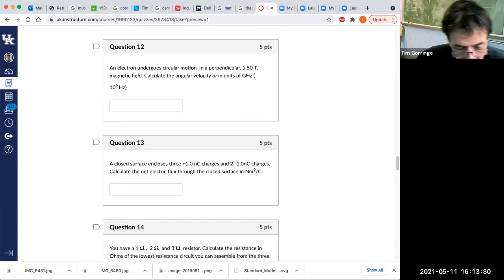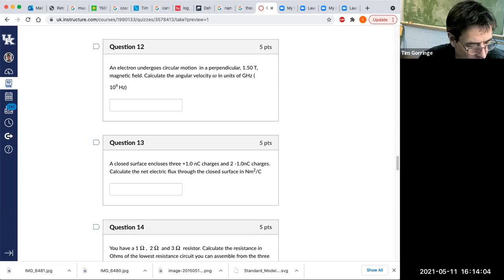Okay, question number 12. An electron undergoes circular motion in a perpendicular 1.5 Tesla field. Calculate the angular velocity, omega, in units of gigahertz. That's 10 to the 9 inverse seconds. Okay, so when you have an electron in a uniform magnetic field, it will execute circular motion.